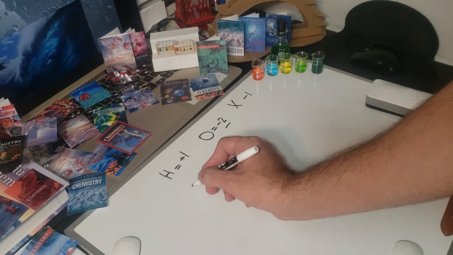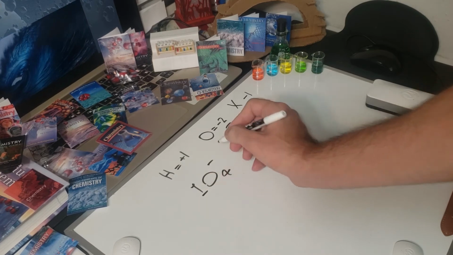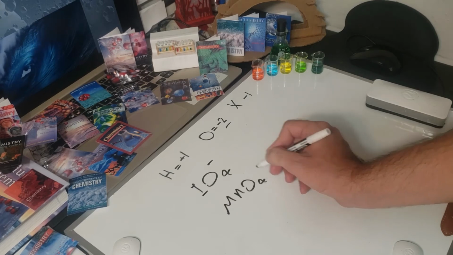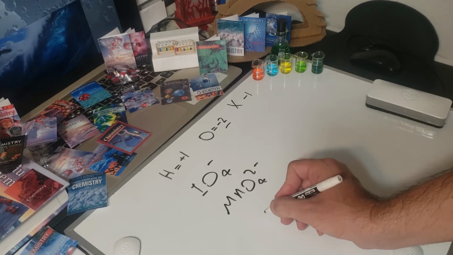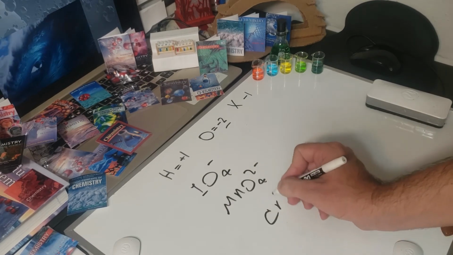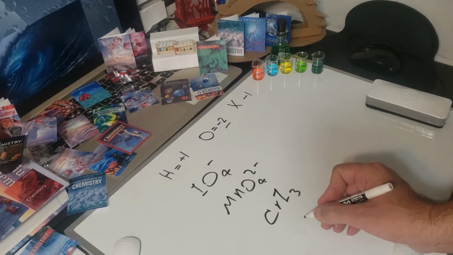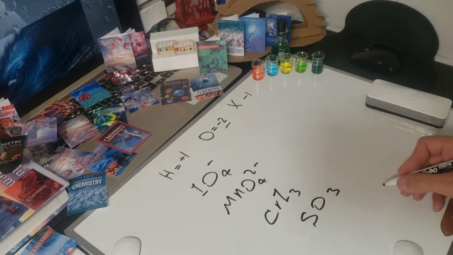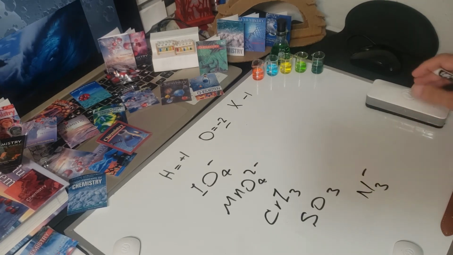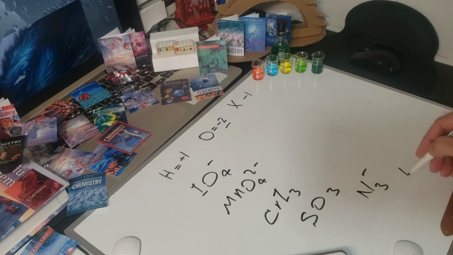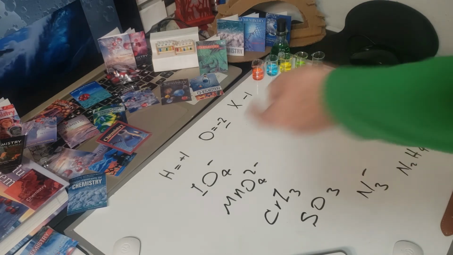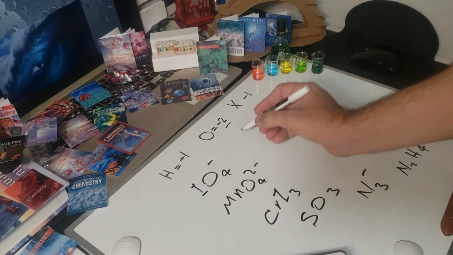Let's do IO4-. Let's do MnO4 double minus. Let's do CrI3. Let's do SO3. Let's do N3 minus, and also let's do N2H4. So for doing them, let me just talk about I and the number of oxygens.